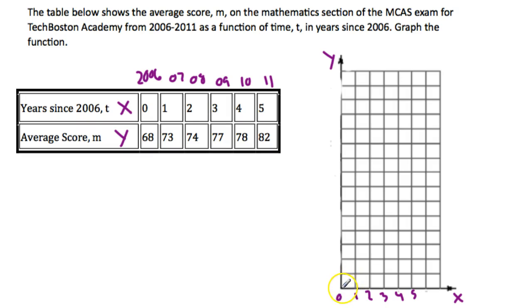So what I have to do is make a break. I've done this before in class. It's like a squiggly line, right? This is called a break.